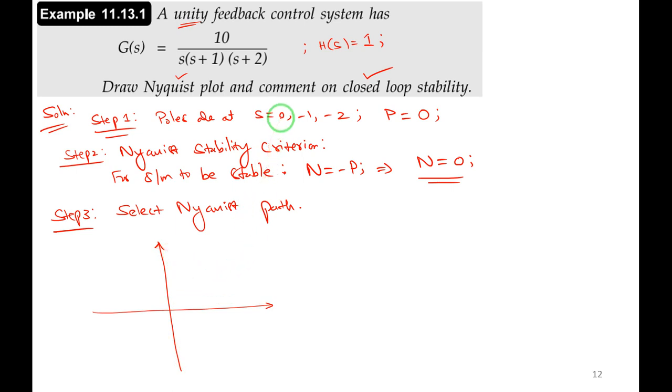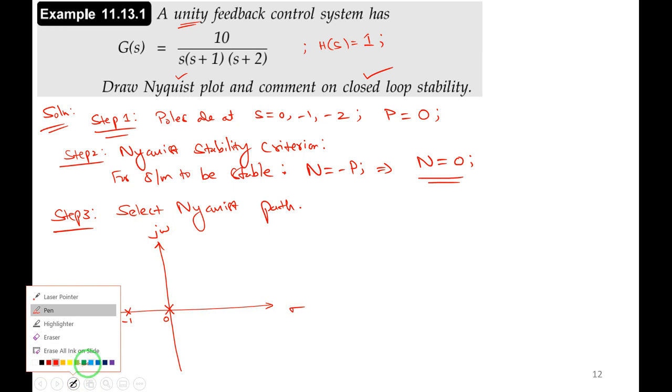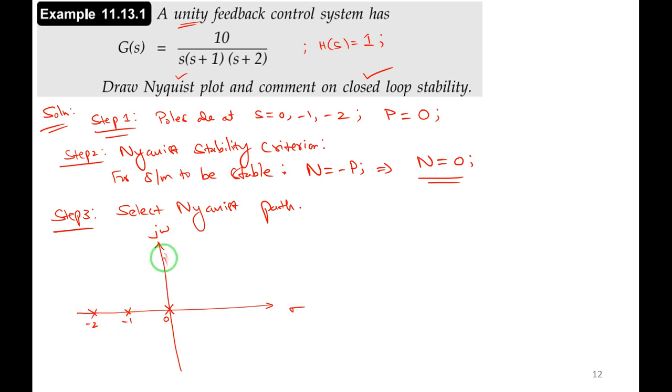So the pole is lying at 0, this one. We are not worried about the poles lying at minus 1 and minus 2. Sigma j omega. So this will start at plus j infinity and it will move towards 0, but it has to bypass because there is a pole at origin.